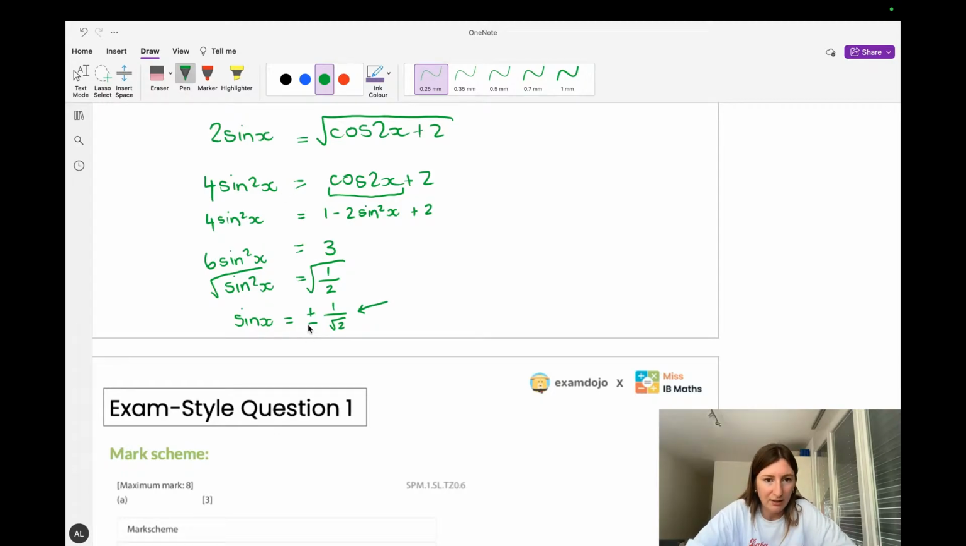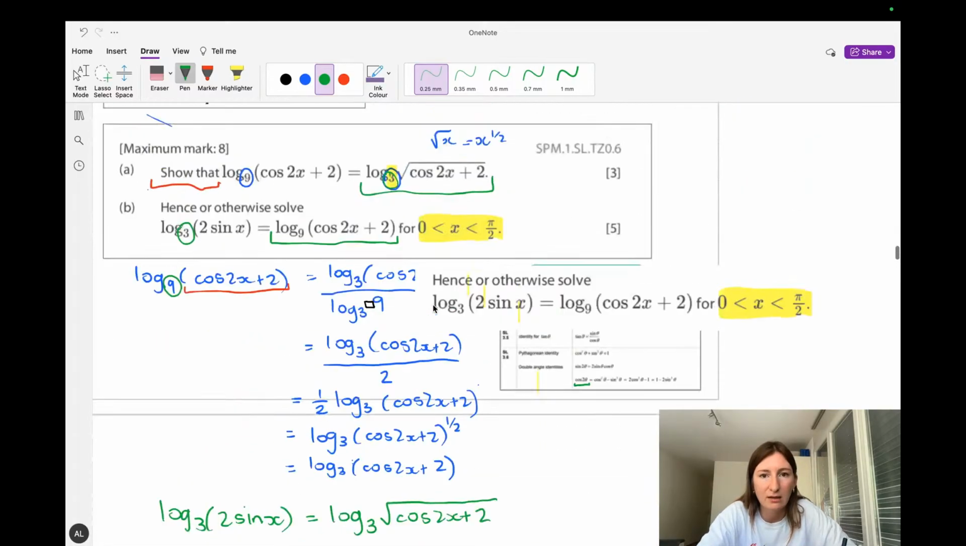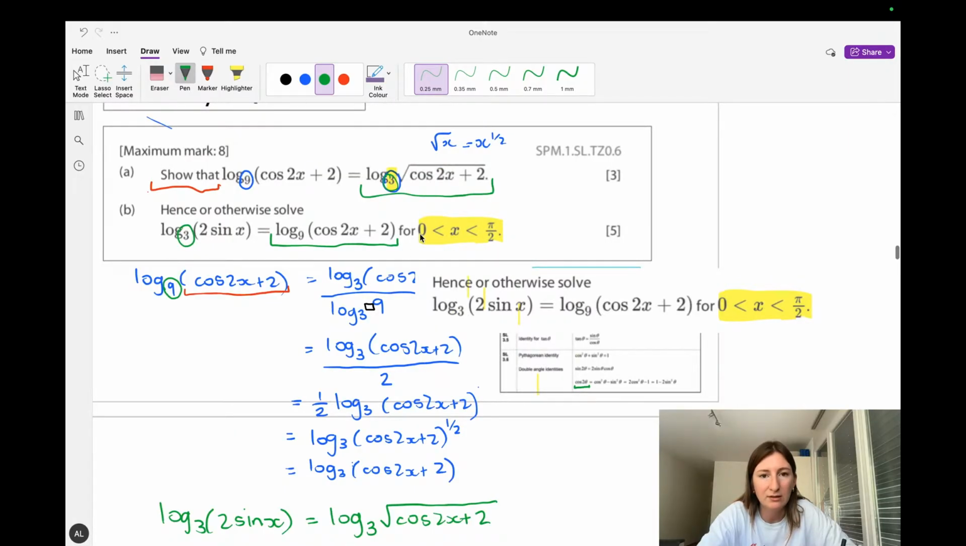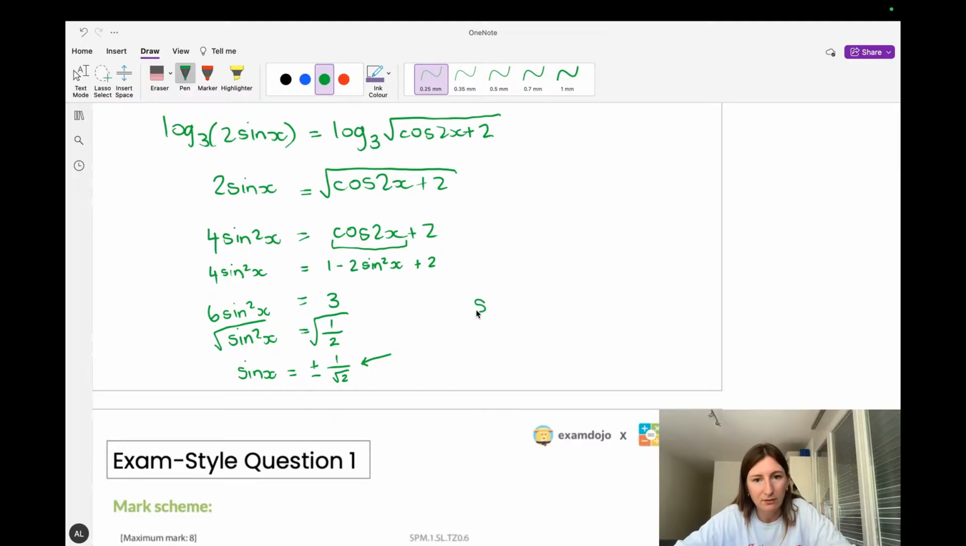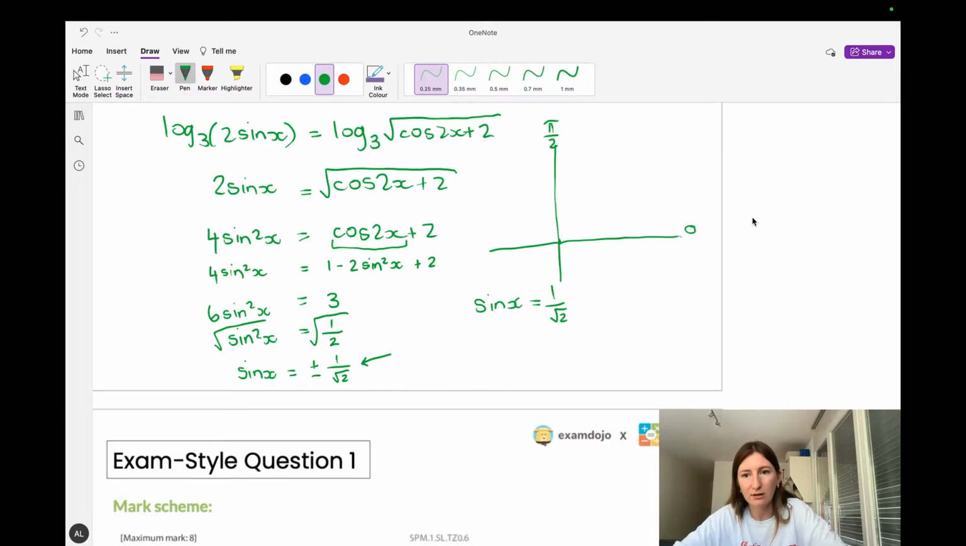All right, and now we can apply. So when sine x equals positive or negative, but remember we have this little domain restriction, that it's between 0 and pi over 2. So it's just going to be the positive one. Let's draw out the whole thing. Between 0 and pi over 2 is just the first quadrant. It's just this one over here. So we want when sine x equals 1 over root 2. And which value is this? This is using our other triangle.